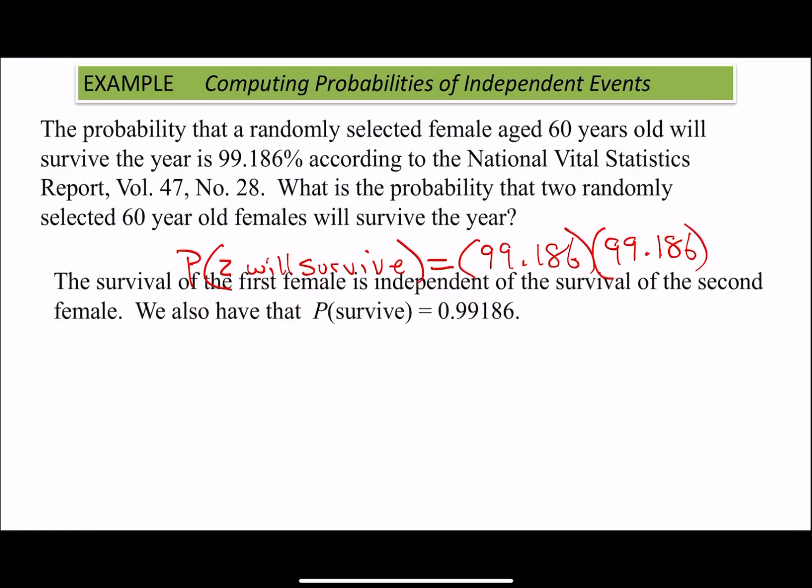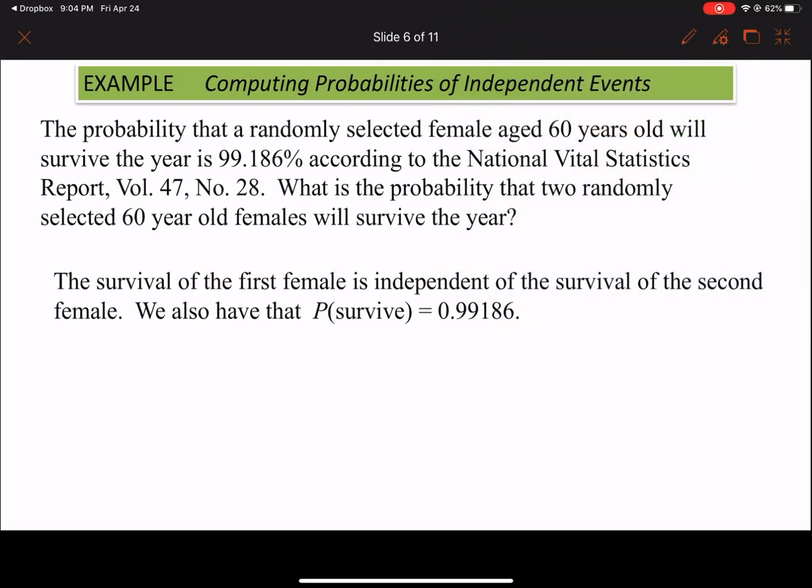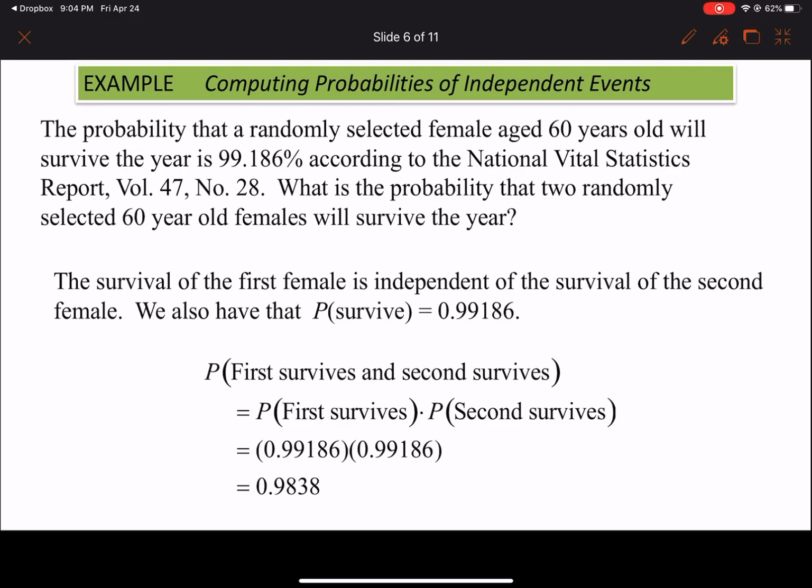They do not affect each other. So the first female, it's 0.99186. So we do the first survives times the second survives. Remember, they are the same number because they're independent. They're both 60-year-old females. We multiply those two together. So the probability both of them will survive is 0.9838. Notice that number is a little bit smaller than the original, because neither one is 100%.